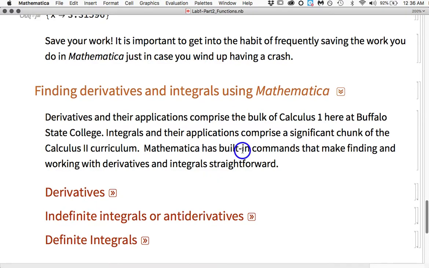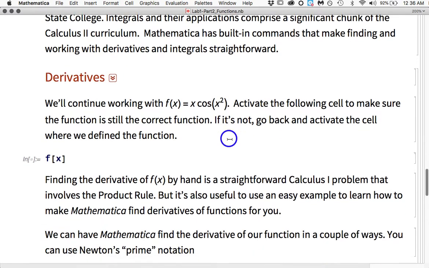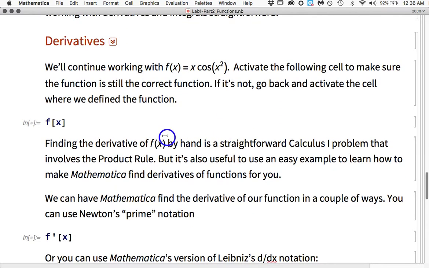And where I quit working was I didn't want to start the derivatives into integrals. So I now know where I want to start working. In your Lab 1 Part 2 notebook, I want you opening up the section called derivatives. Now you'll notice that the first thing is we want to stay working with the same function, x times cosine of x squared. Because it's early in the semester, I tell you to please activate the cell below just to make sure the function hasn't changed.